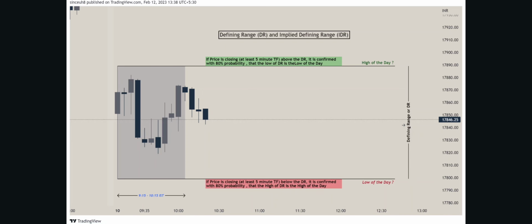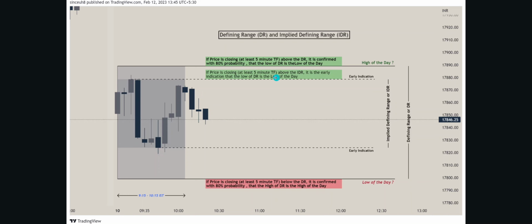So if this wouldn't be enough already, I'll show you what the implied defining range or IDR is. You are going to mark the highest body and lowest body from the defining range, and now you have the implied defining range. This implied defining range will give you an early indication of what the high and low of the day is going to be. Now, if the price is closing above this IDR in a 5-minute candle, this is going to give you an early indication that the low of the DR is going to be the low of the day, and vice versa. If the price is closing below the IDR in a 5-minute candle, this is going to give you an early indication that the high of the DR is going to be the high of the day.